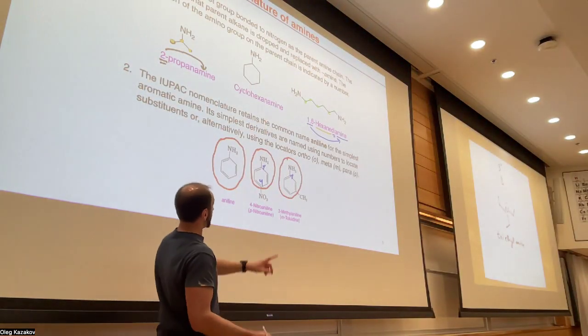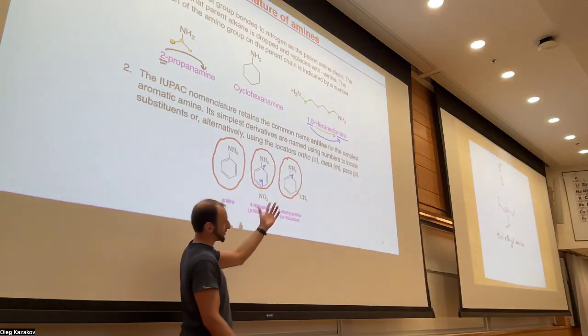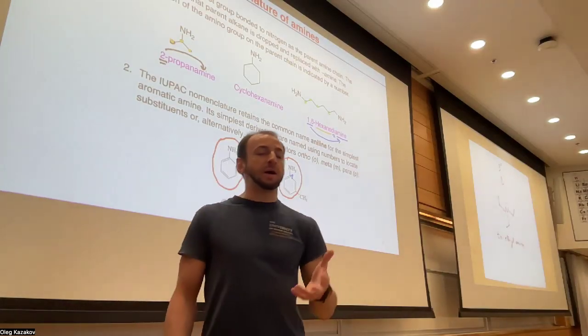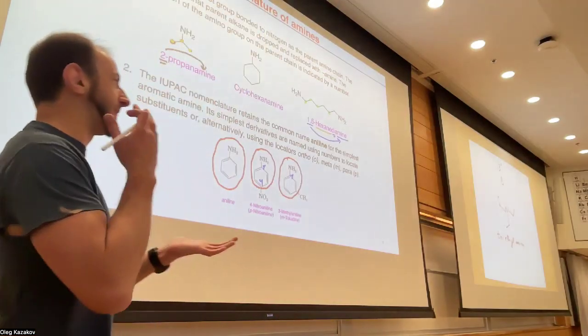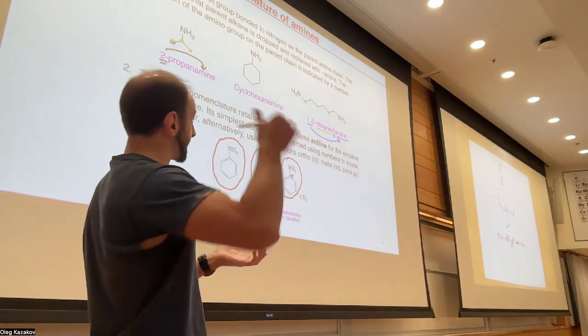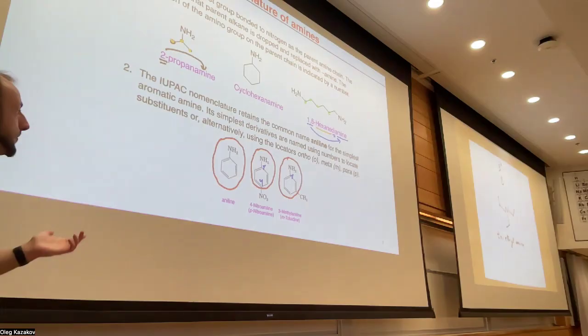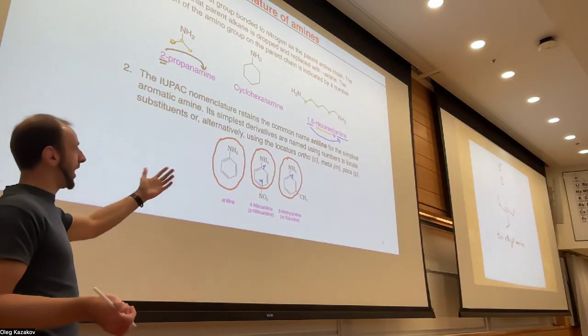So NO2 is not the same as NH2. Just pay attention to those details, right? And we need to remember that there is a difference between nitro and amino groups, quite substantial, right? So then here you have 4-nitroaniline.